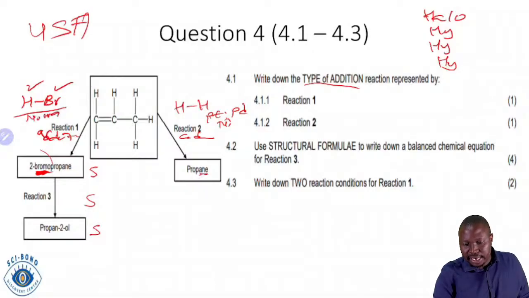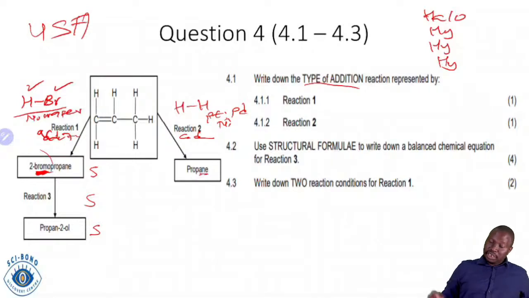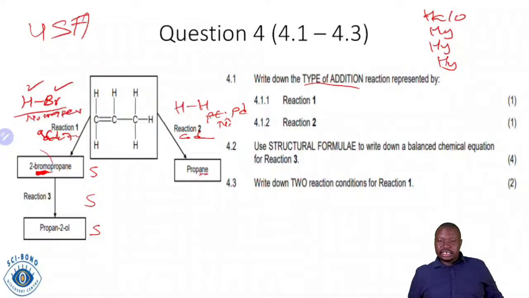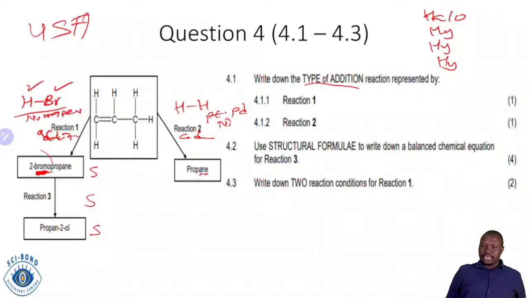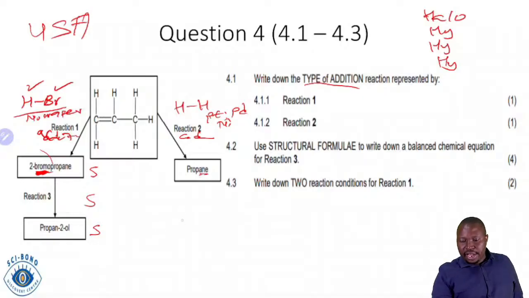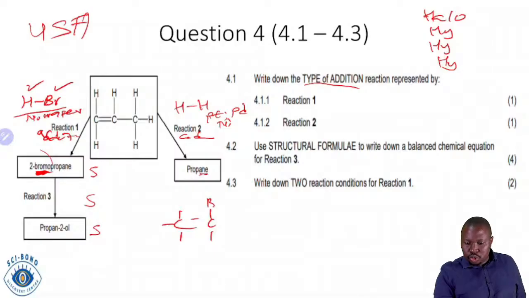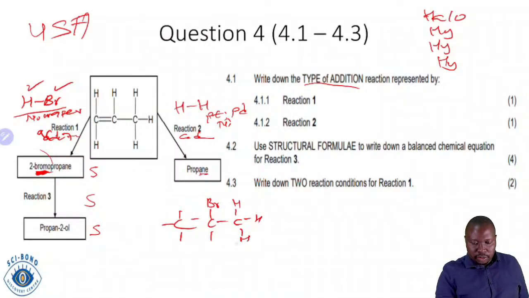I think we talked about that, to say no water must be present, because if there is water, water will want to add itself there. Let's move now. Use structural formula to write a balanced chemical equation for reaction 3. So reaction 3, they are saying you are having a 2-bromo propane. In carbon number 2, you have a bromo, and the structure is propane. I know you know how to draw it.